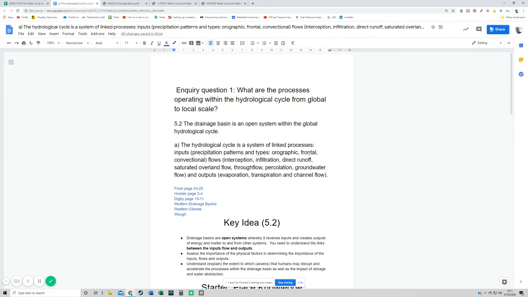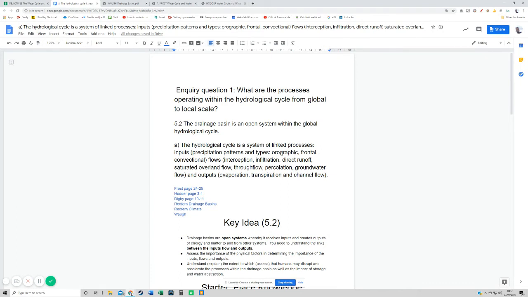Frontal rainfall, the key with this one is you get two fronts going over, say, the UK. These can be as big as the UK. A warm front tends to bring drizzle, and a cold front tends to bring heavier, more intense rainfall. Not as intense as convectional, but it does bring more intense rainfall, so you're likely to get more surface runoff.